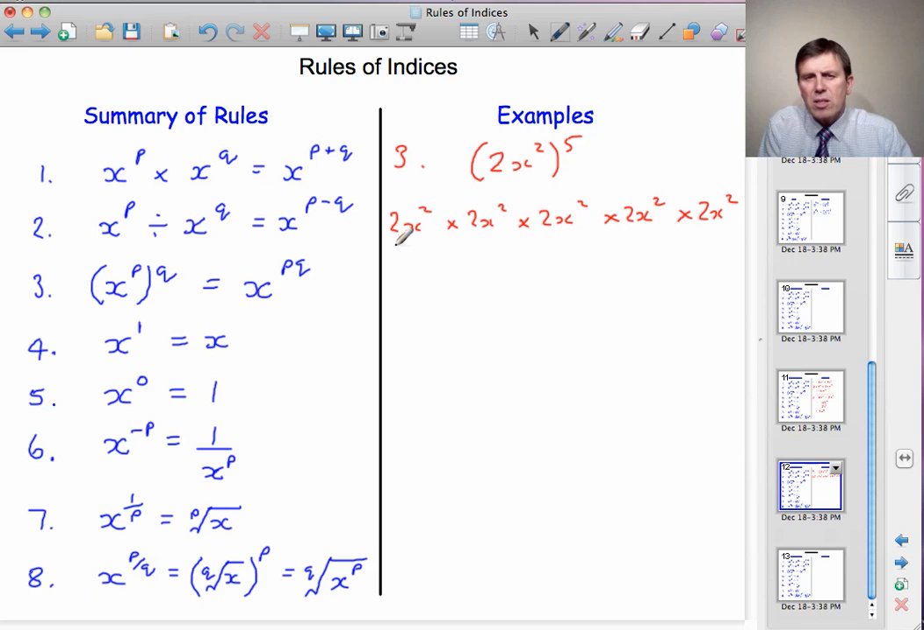And here we can see there's a 2 times 2 times 2 times 2 times 2, which is 2 to the power 5. 2 to the power 5 is 32. But the x squared to the power 5 gives us x to the 2 times 5, which is x to the 10. So you need your wits about it to realise that when you've got something in a bracket to a power, what happens to the numbers at the front is not the same as what happens to the indices. Example 4 next.